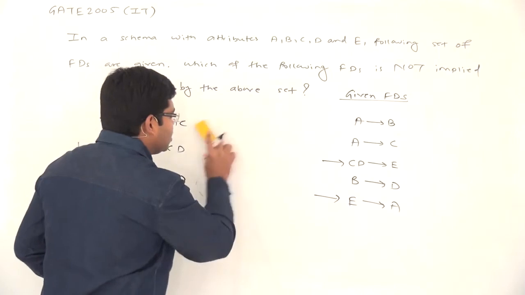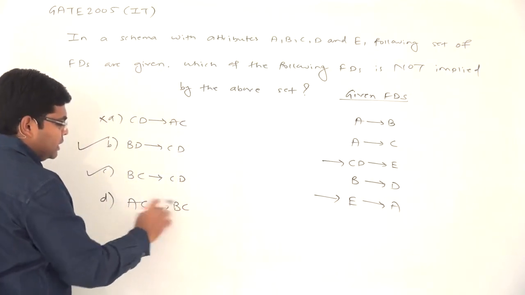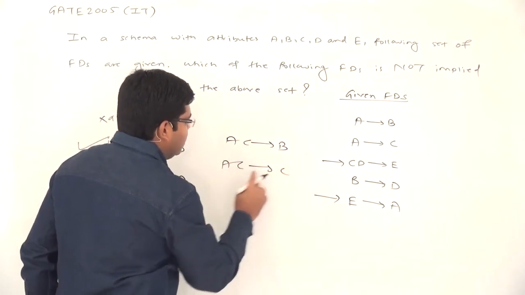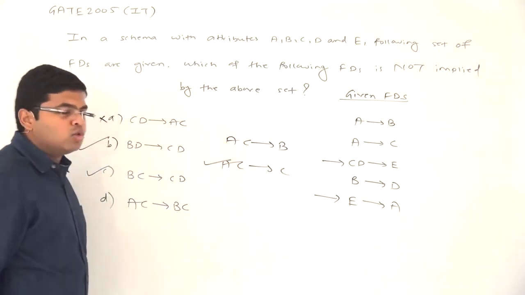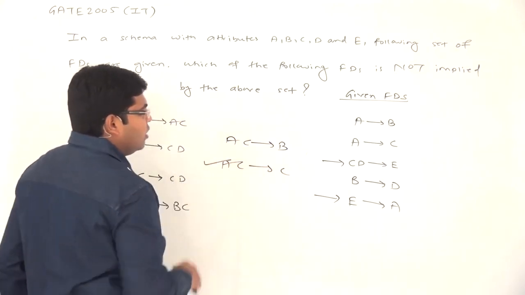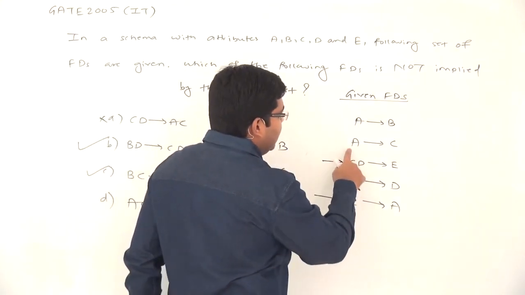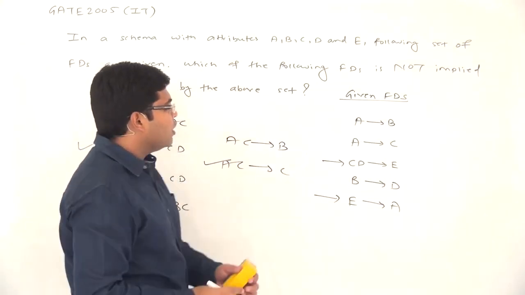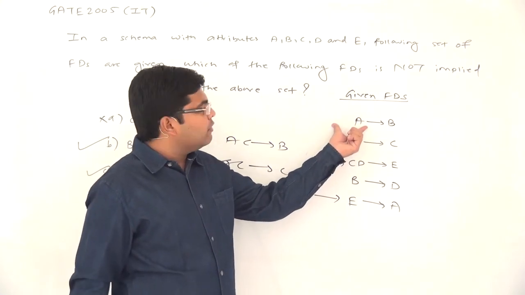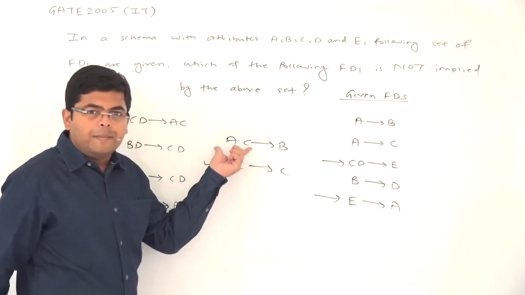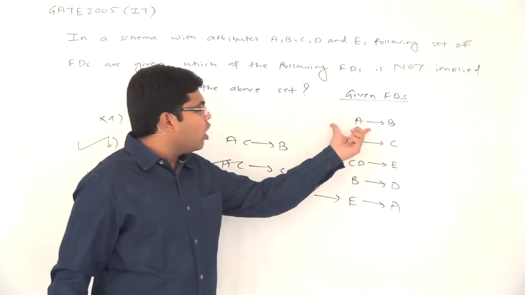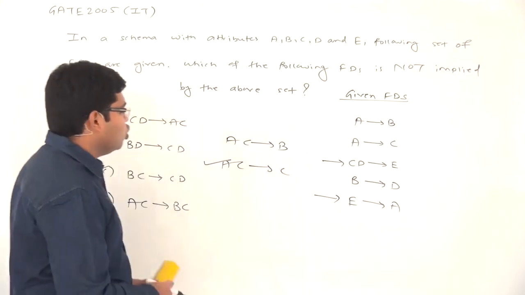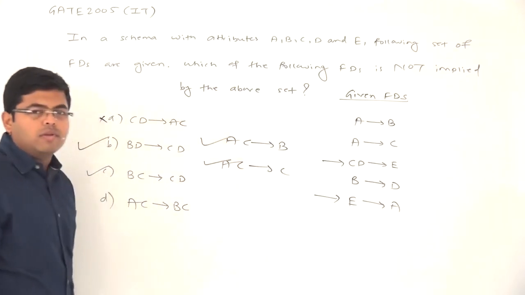Similarly, let us check the last option also. It is AC gives BC. Again we will decompose, AC gives B and AC gives C. AC gives C will always be valid by the reflexive rule, and for AC gives B, we can check that A will give you the value of B, and that's why AC will also give you the value of B. Because if you augment the left hand side of this FD with C, you will get the FD AC gives B, and we have already seen that you can always augment the left hand side of an FD and still get a valid FD. So AC gives B can also be inferred from the given set of FDs.